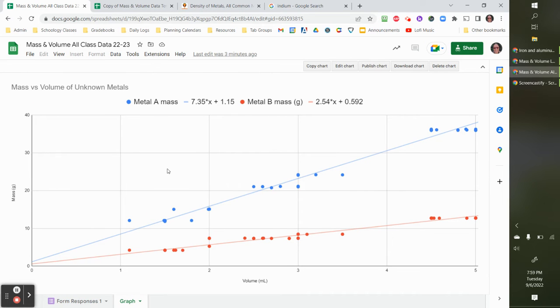So I have our metal A and our metal B graphs, and I want you guys to remember that we learned from our comparing volume units lab that we're looking at our slope of a line, of course, and that the slope is rise over run, y over x. And in this case, the y is the mass and the x is the volume.